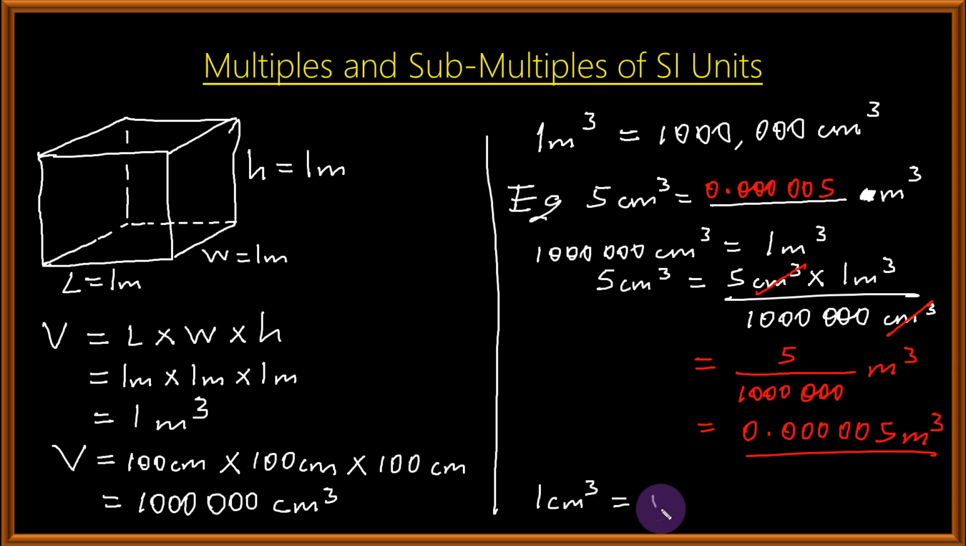So at this point, I'd like you to show that 1 centimeters cubed is the same as 0.000001 meters cubed. So just pause the video and show me this. Okay, let's now look at the same volume of the same cuboid, but this time in millimeters cubed.